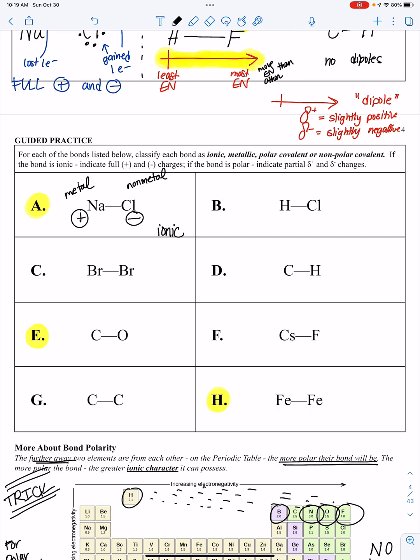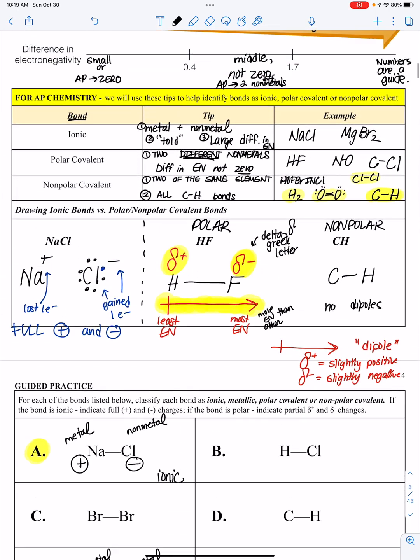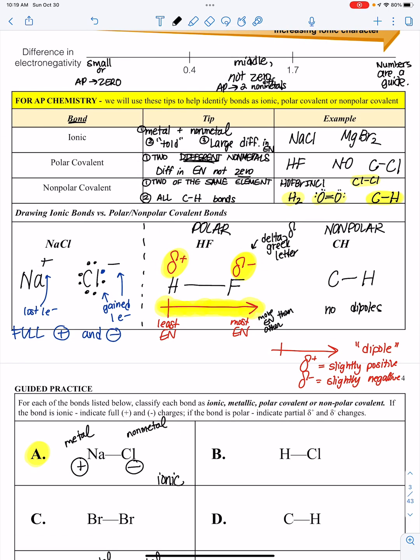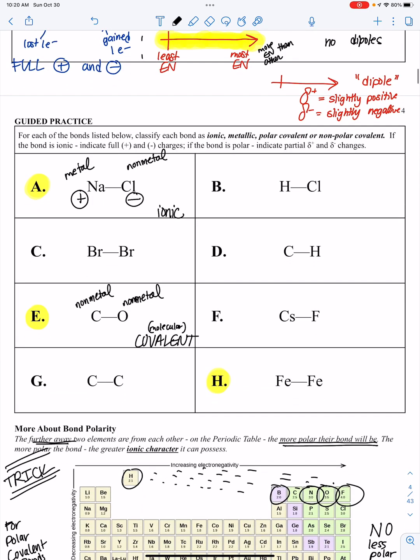I'm going to jump over to E. Carbon and oxygen, we have nonmetal and nonmetal. So if that's 2 nonmetals, this is covalent, or what we call molecular. Right? Covalent or molecular is another word. Now the next thing is this polar or nonpolar? If I look at my tricks here, polar is 2 different nonmetals. Boom, done. Carbon and oxygen are 2 different nonmetals.